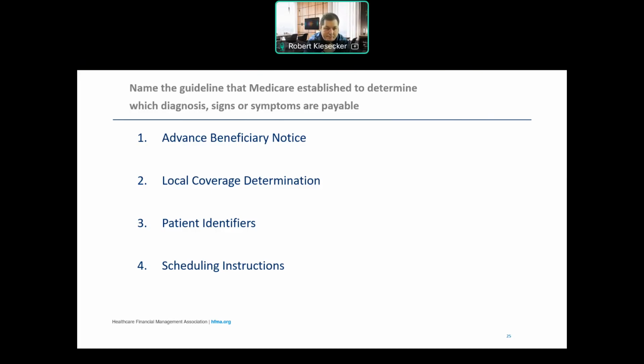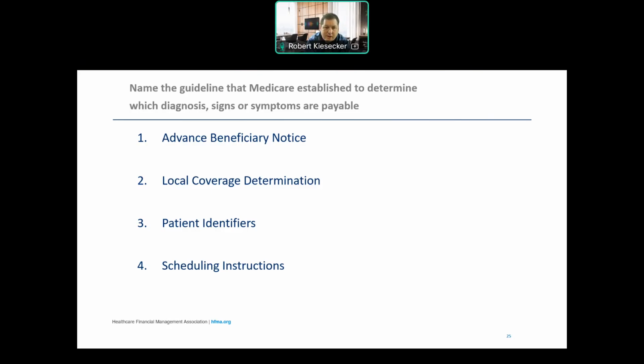So probably not going to be 1, because that's an ABN, an advanced beneficiary notice. That's determining, hey, this may not be payable because it could be considered not medically necessary or experimental. Number 3 and number 4 are components of the visit, patient identifiers and scheduling instructions. But an LCD, a local coverage determination, is a guideline from Medicare that establishes and determines which diagnosis, signs, and symptoms are payable. Okay? So number 2.